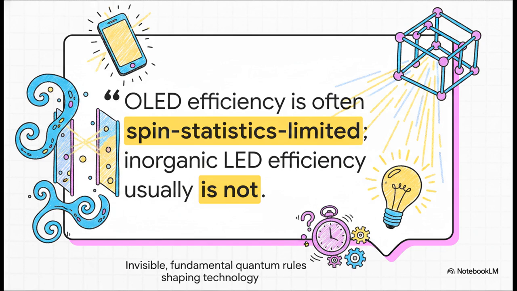OLED efficiency is often spin statistics limited. Ordinary inorganic LED efficiency usually is not. It is such a fascinating divide, isn't it? Our displays have to use these brilliant chemical hacks to cheat quantum mechanics, while the lights on our ceiling just coast right past the rules thanks to their crystalline structure. Honestly, it makes you wonder, what other invisible fundamental quantum rules are secretly shaping the design of the technology we carry in our pockets every single day?